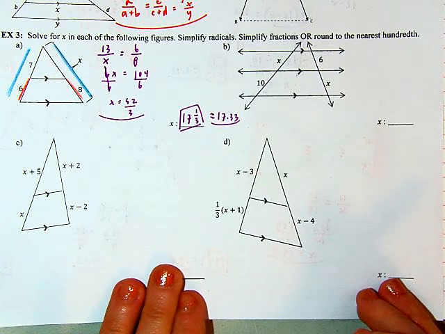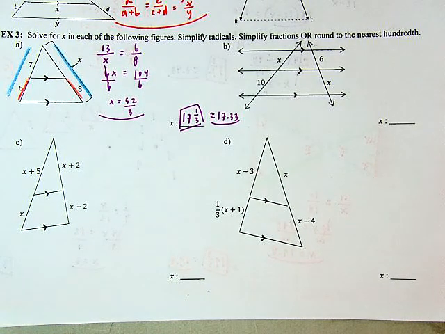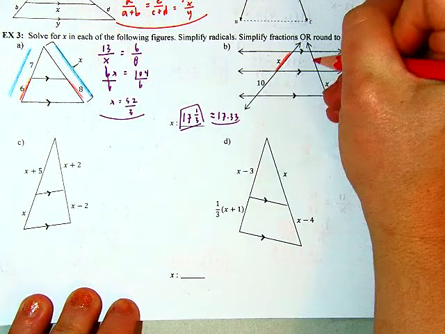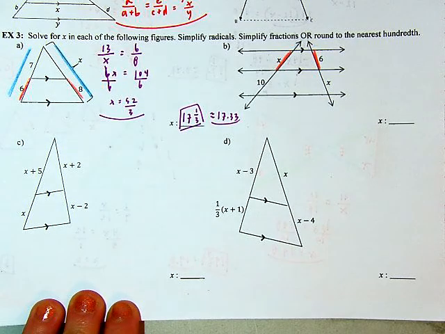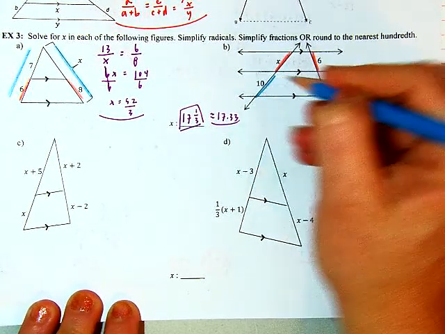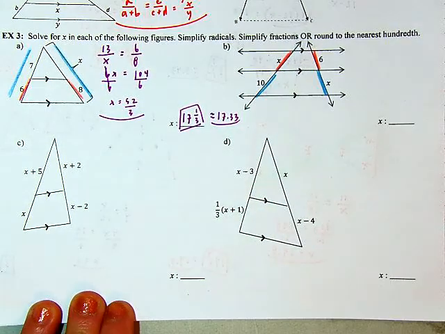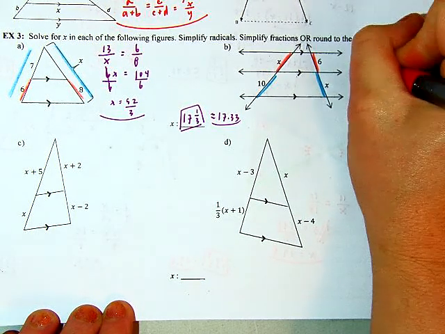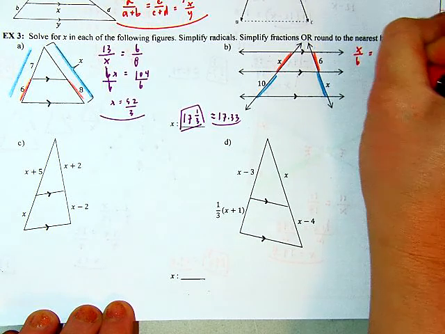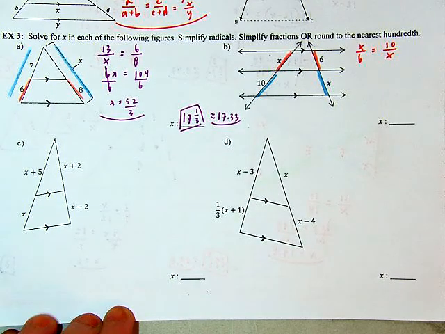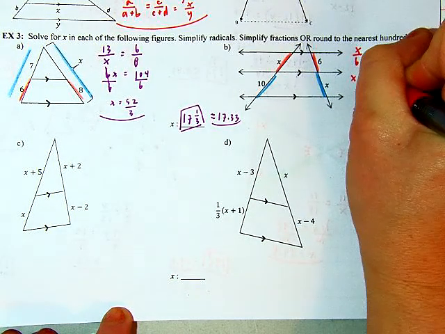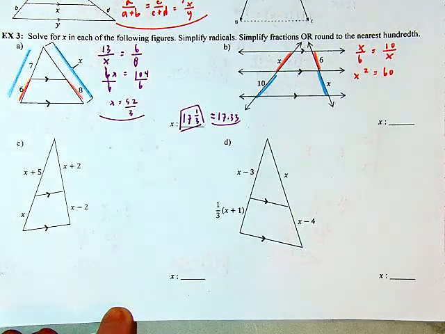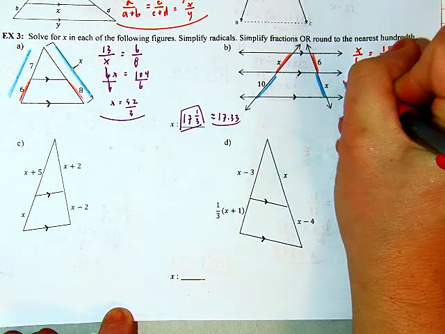All right, next up. This one is the extension of the side splitter theorem. So I'm just linking up my corresponding sides. So x is to 6 as 10 is to x. Okay, build a proportion. So x is to 6 as 10 is to x. Cross multiply, and x squared equals 60. Solve by taking the square root.